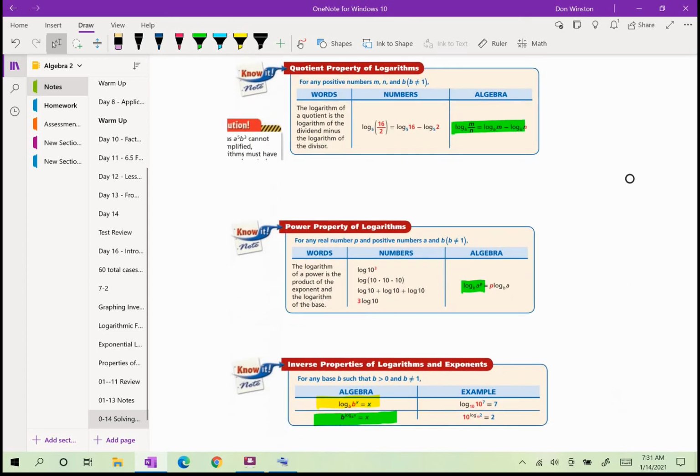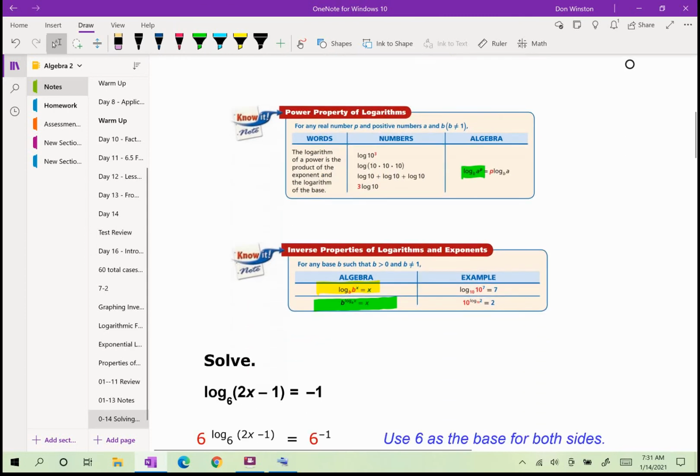The power property, log base b of a raised to the p is equal to p times log base b of a. We say we take log base b of a p times. And then the inverse property, particularly b raised to log base b of x is equal to x. Yesterday, when we were solving exponential equations, we worked with that inverse property. Today, we'll work with the second one.